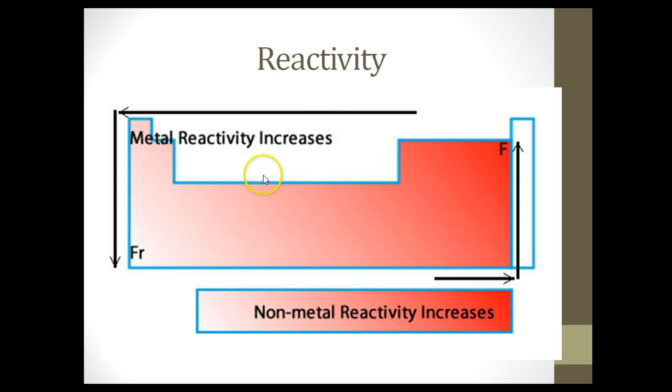So for metals, there's this one trend. As you get closer to francium, as your element gets bigger, as your atomic radius increases, your reactivity also increases. So that kind of corresponds to the bigger the atom, the bigger the metal, the more reactive that metal is. So francium is extremely reactive. The nonmetals, being the exact opposite of metals always, have the exact opposite trend actually. So the most reactive is fluorine in that top right corner.